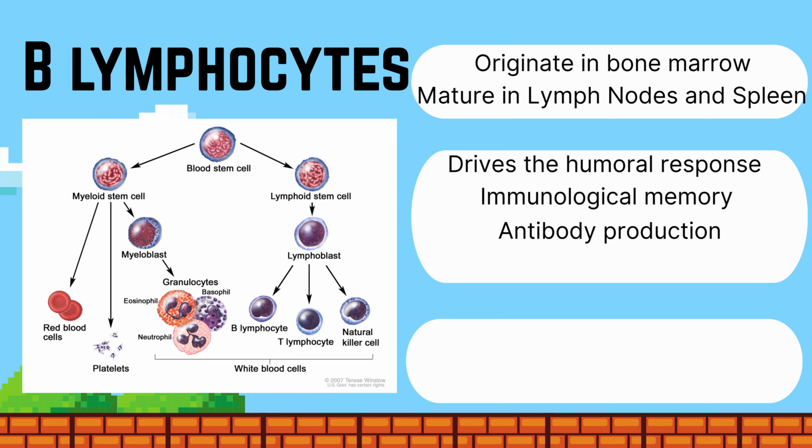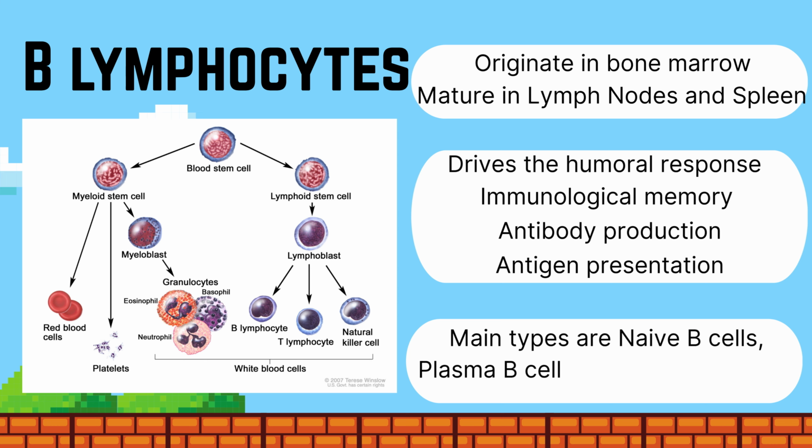B lymphocytes can also act as antigen-presenting cells, which activate T cells and the cell-mediated response. B cells present antigens on MHC2, which are detected by CD4 plus T helper cells. After naive B cells encounter a specific antigen, they will differentiate into plasma cells and or B memory cells.